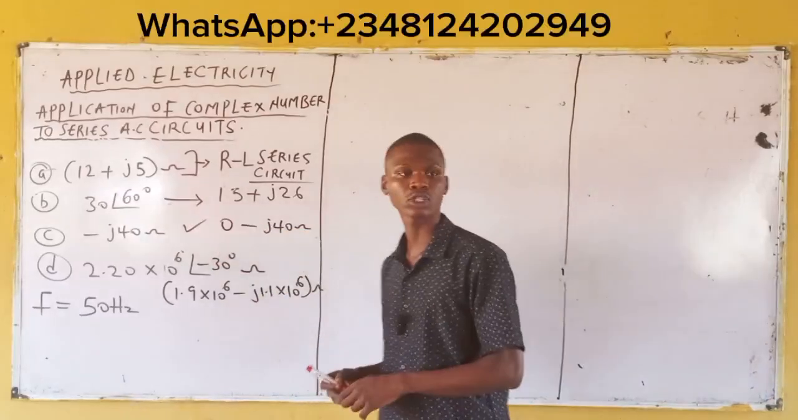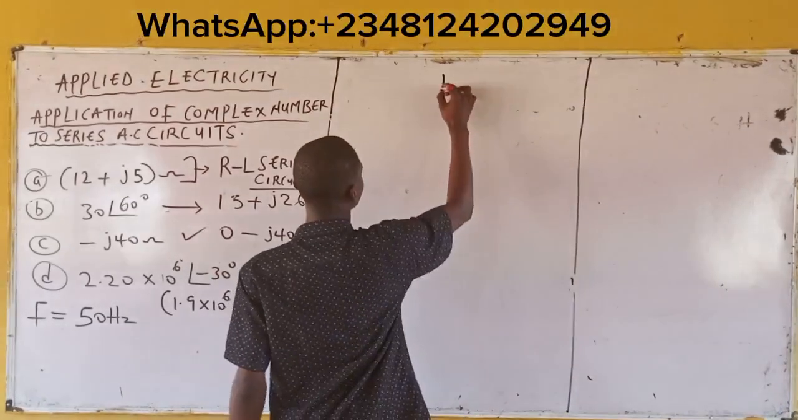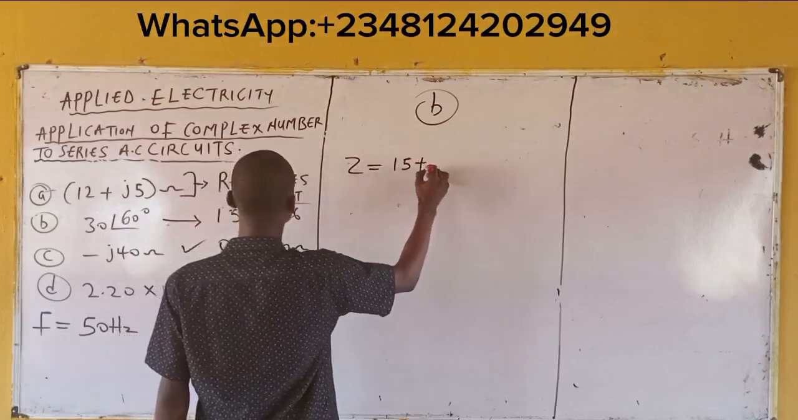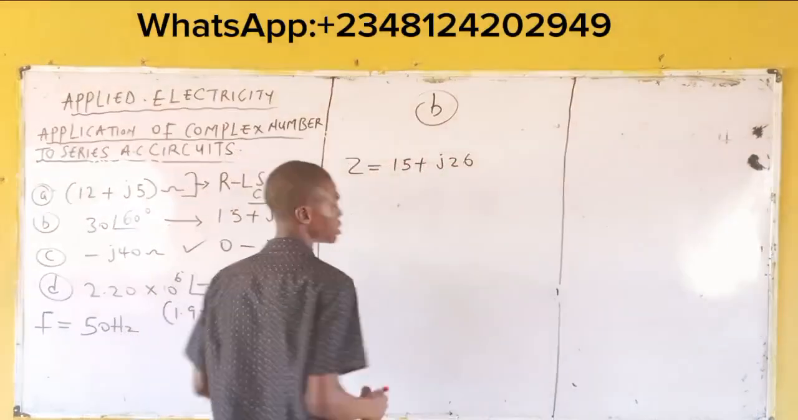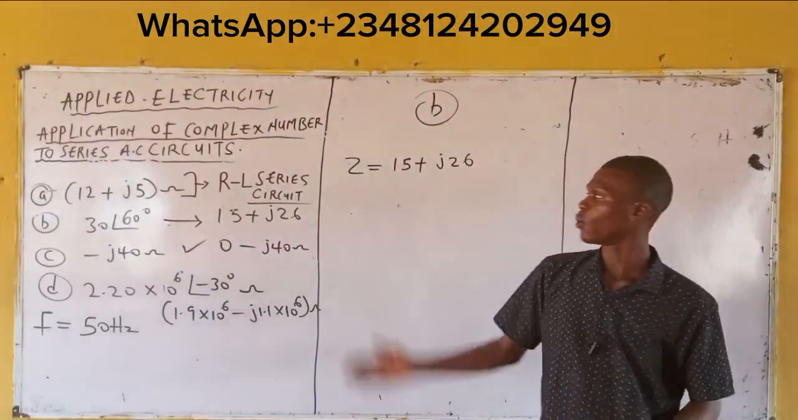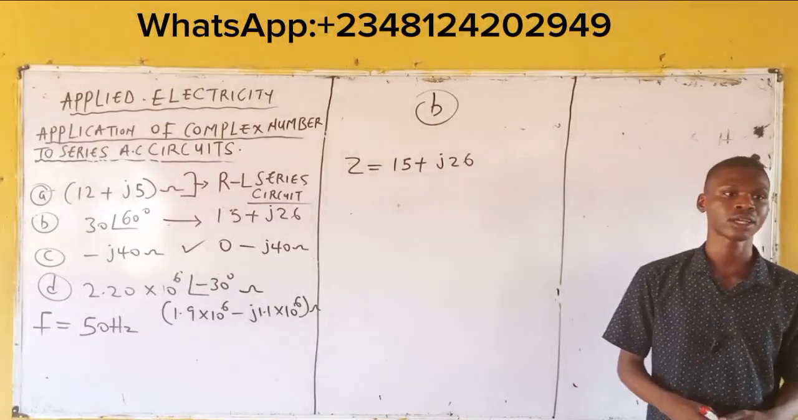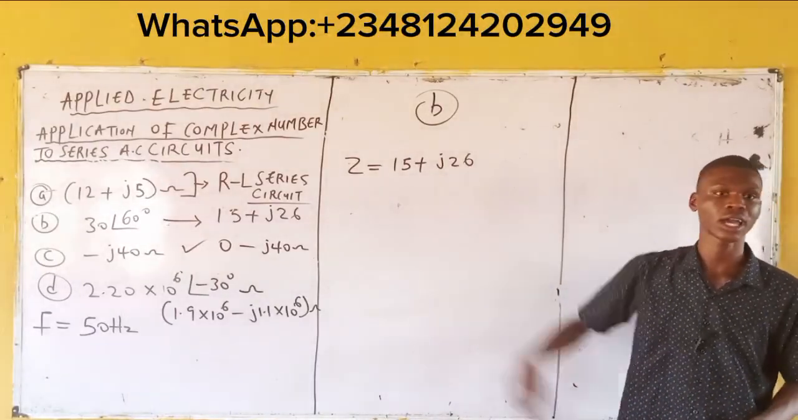Let's answer question B, Roman figure B: Z is equal to 15 plus j26. Let's do this together, please. What type of series circuit is this? Is this RL or RC? Why is it RL? Because of the sign, positive.